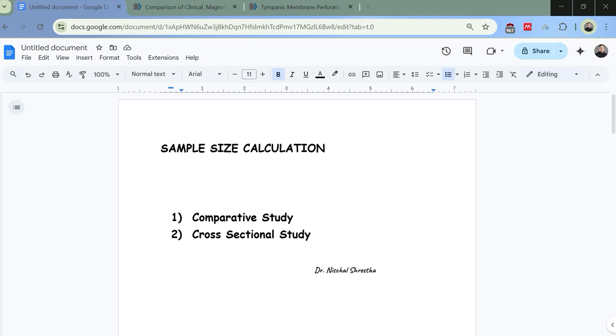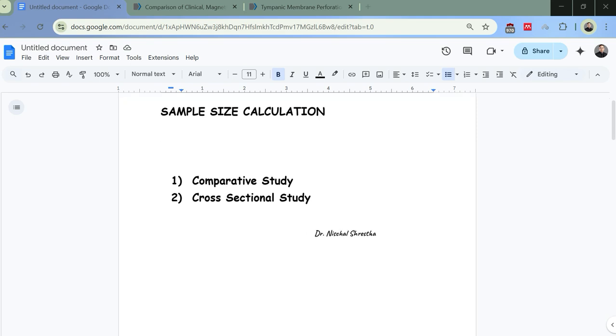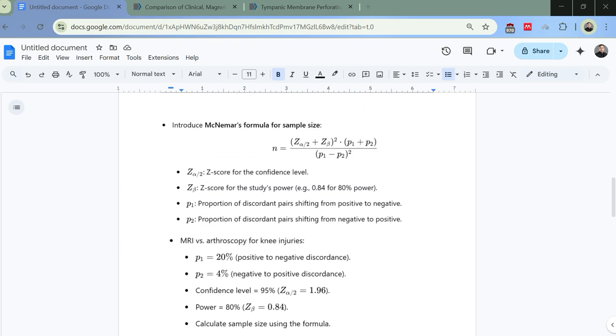In this video I'm going to discuss sample size calculation for two studies. One is a comparative study and the second one is a cross-sectional study. First I will be talking about the comparative study. Here's a formula named McNemar's formula.